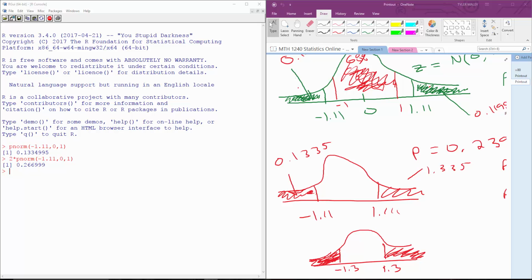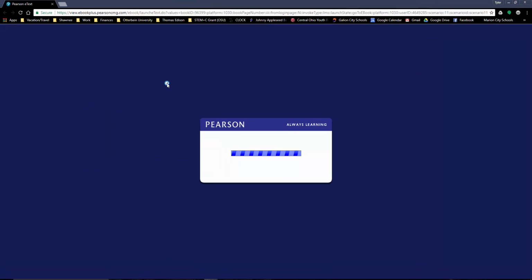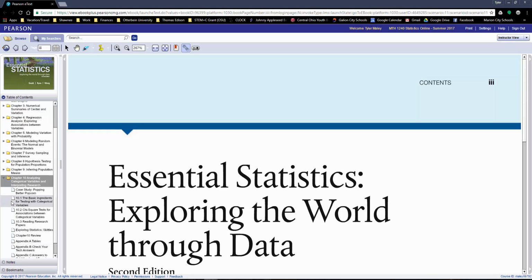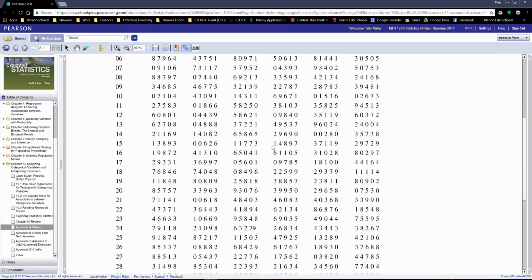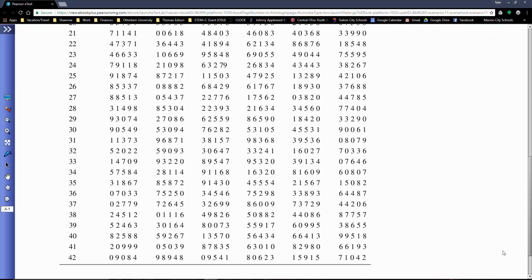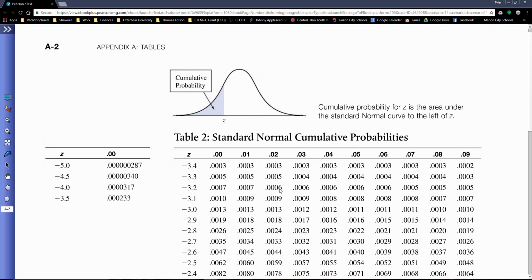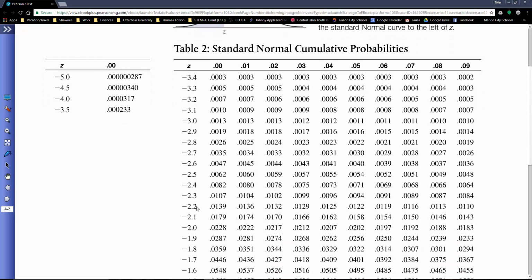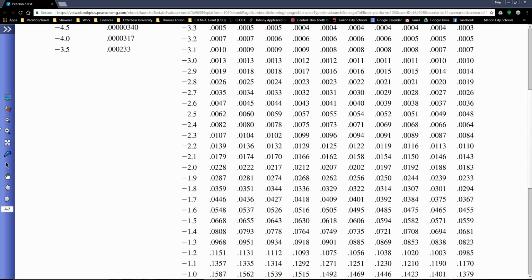So let me pull up a table in the textbook real quick. I'm just opening up the e-text. At the end of chapter 10 is the appendix. So appendix A are the tables. So if we go to the tables, this is the table of standard normal curve probabilities. That's what we want, for z-scores. So first we have to figure out what my z-score was. So my z-score was what? Negative 1.11, right? So I'm going to be in this row here.